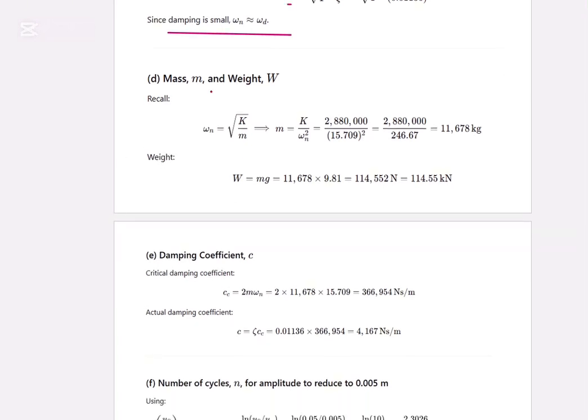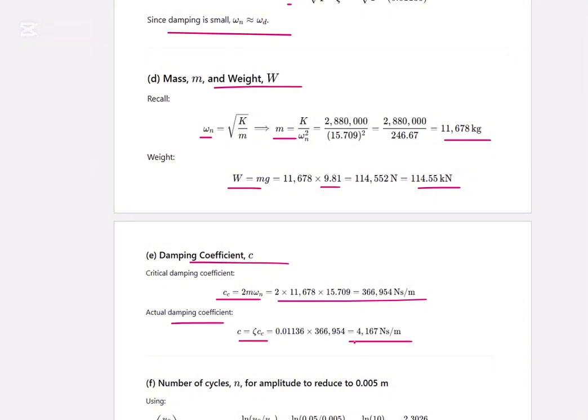So we can calculate mass and weight. Natural frequency is square root of k by m. From that, m is k by omega squared. So this is the mass. Then weight we can get by multiplying by g. Damping coefficient c is equal to 2 into m into omega n. This is the damping coefficient. And actual damping coefficient equals this value.